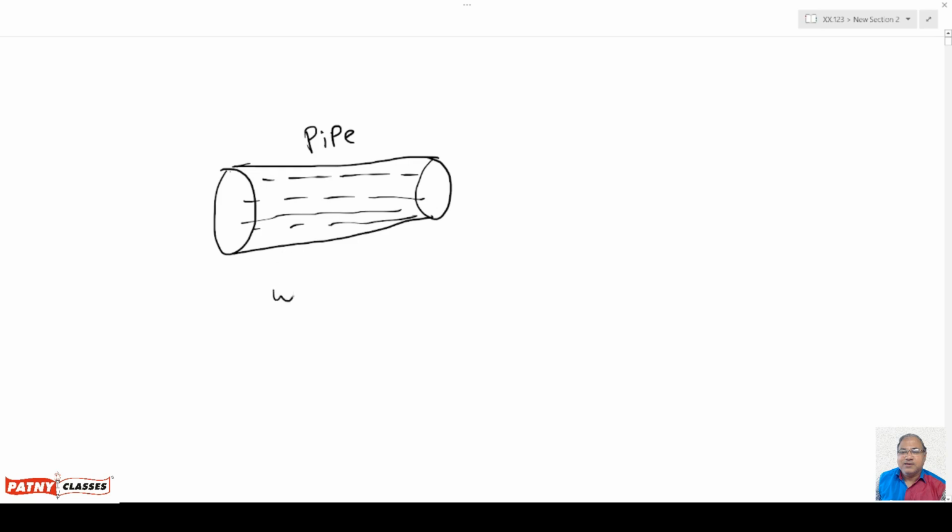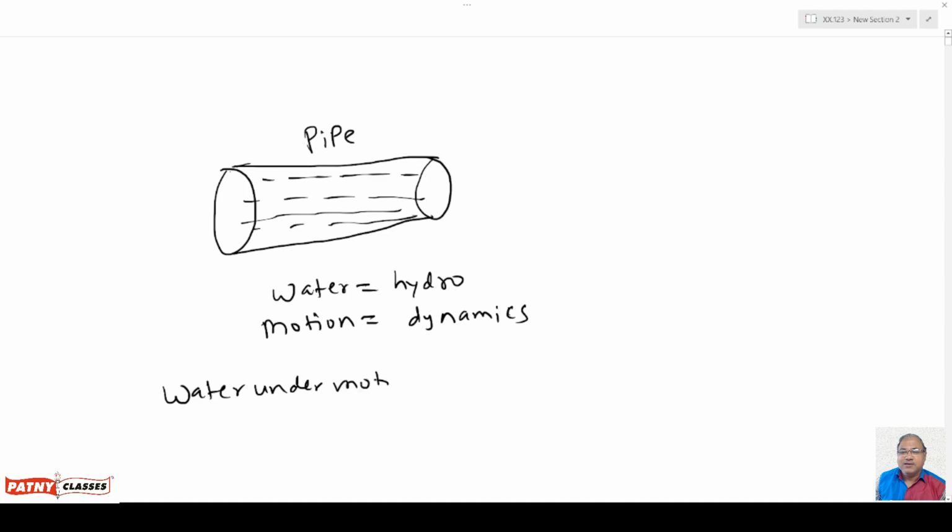So water means what? Hydro. Technically, water is called hydro. And motion is nothing but called dynamics. Wherever there is a motion, we call it dynamics. So water under motion, this type of study can be called hydrodynamics.